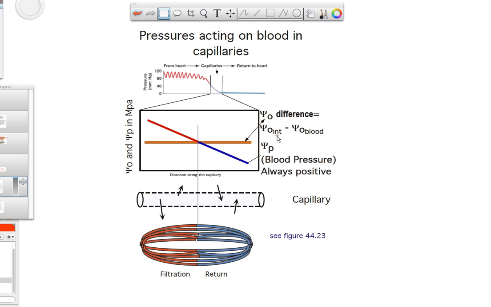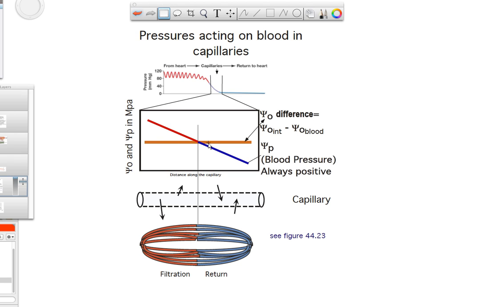And you need to remember that it is a force driving fluid back into the blood. Because it's driving fluid back into the blood, it has the opposite effect of pressure. Pressure is pushing fluid out of the blood. Osmotic potential is pulling fluid back into the blood. Therefore, blood has more solute. Blood has a lower osmotic potential than does the interstitial fluid.